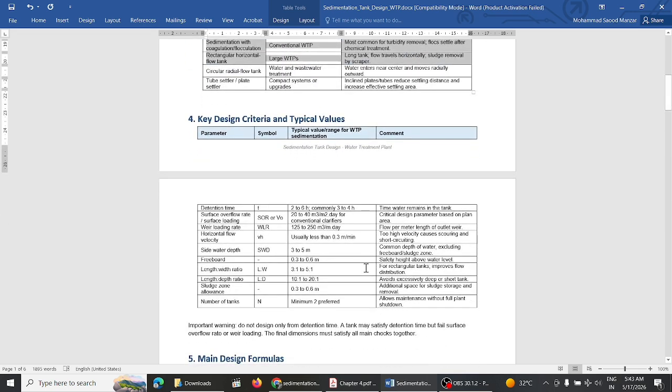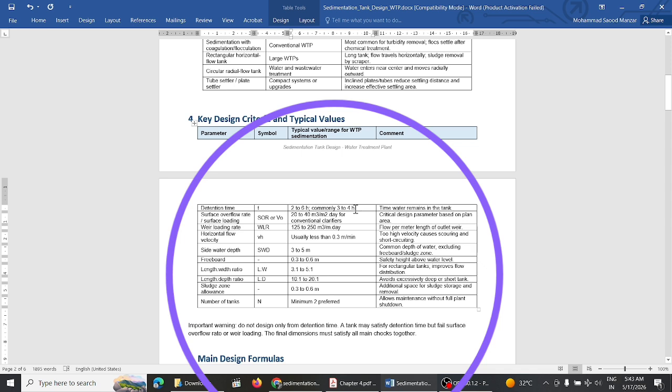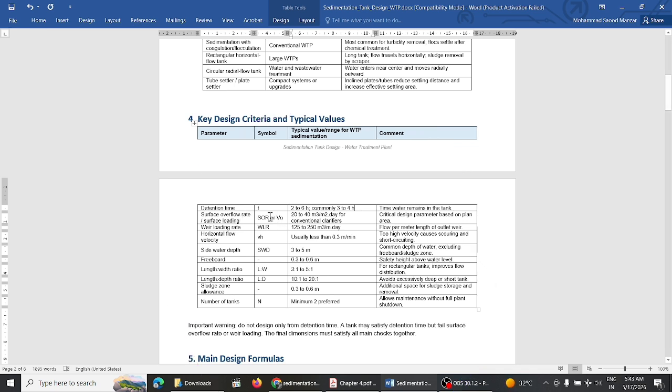You can see the detention time lies from 2 to 6 hours. This is for the plain sedimentation tank, and this is for the plain sedimentation tank that is coupled with the coagulation and flocculation unit. The surface overflow rate is also called SOR or V0 or sometimes OFR. The range is 20 to 40 meter cube per meter square day for conventional. Conventional means the traditional one.